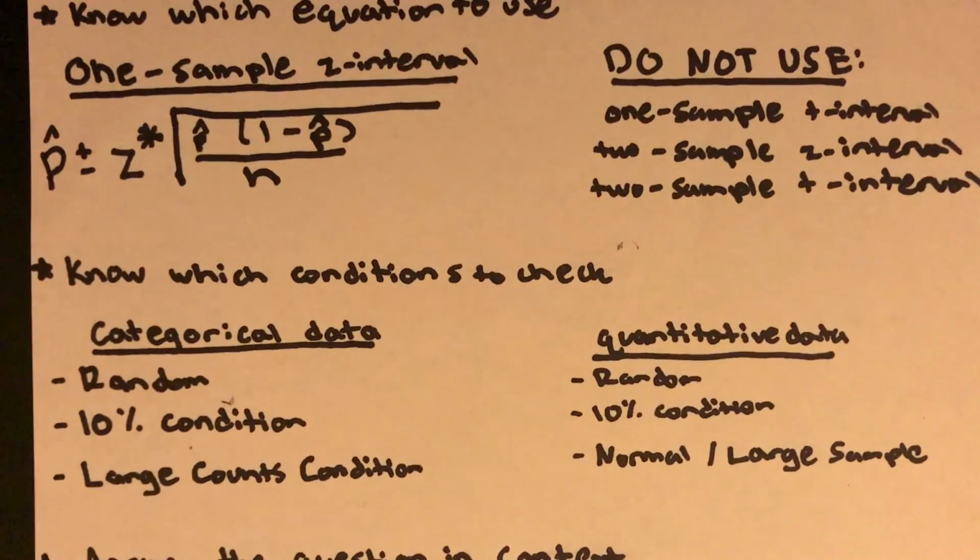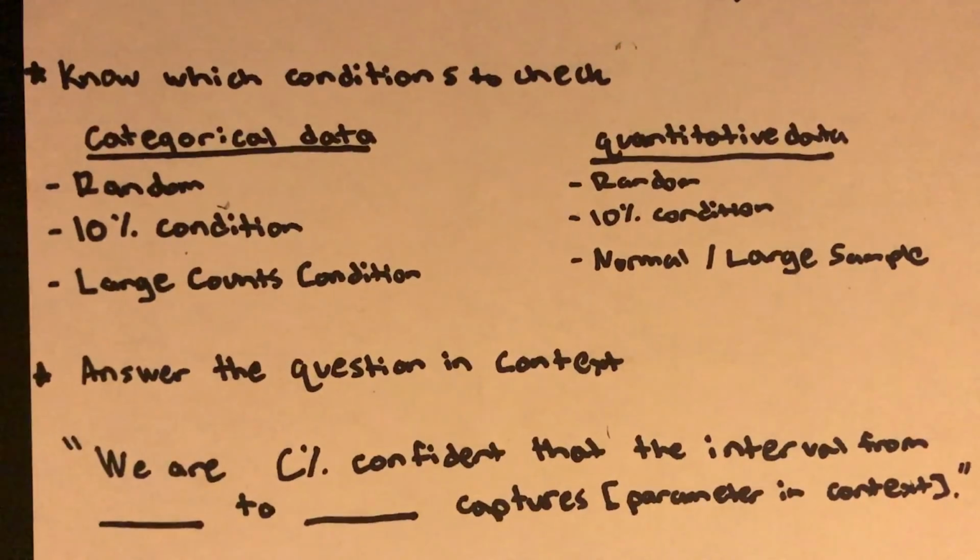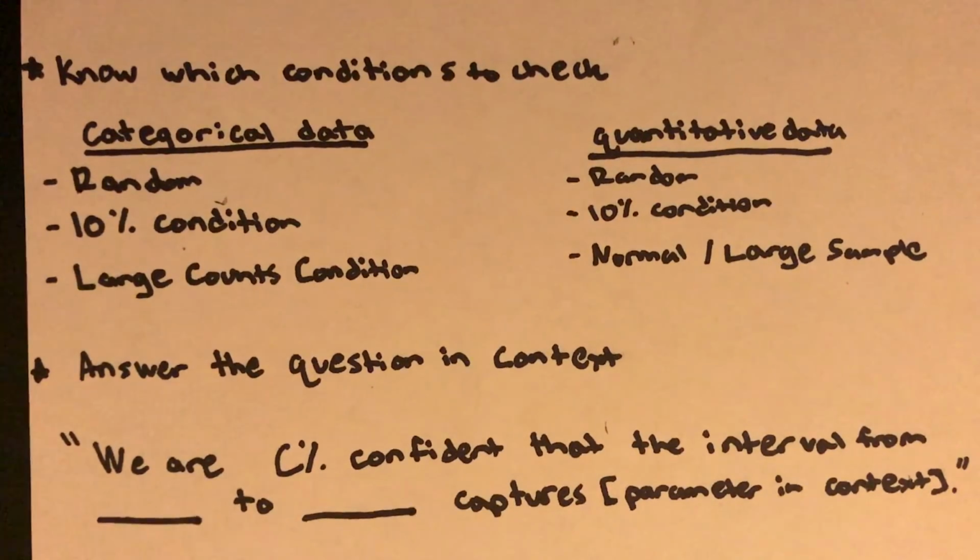Another common error that many people make is that they do not know which conditions to check. Since we are finding categorical data, we are checking random, 10% condition, and large counts condition, and not checking for normal/large sample. The last common error that many people make is that they do not answer the question in context. The easiest way to solve this is to use this sentence structure: we are C% confident that the interval from blank to blank captures the parameter in context.